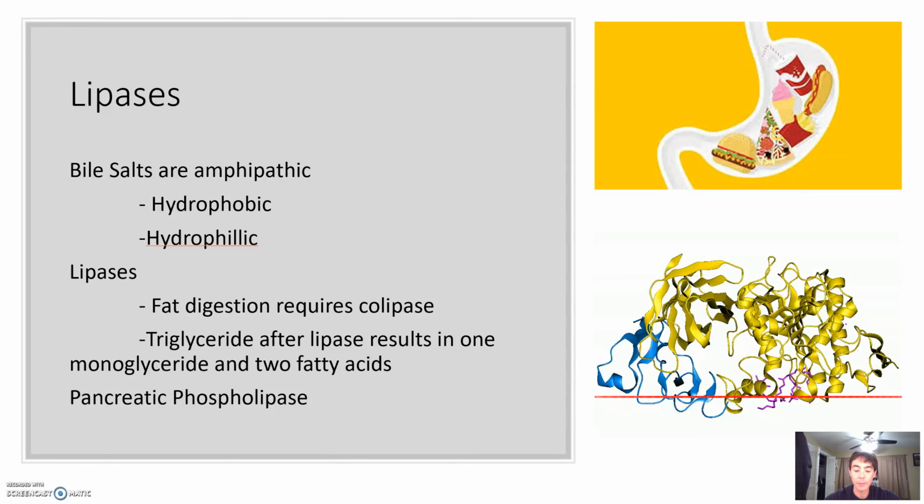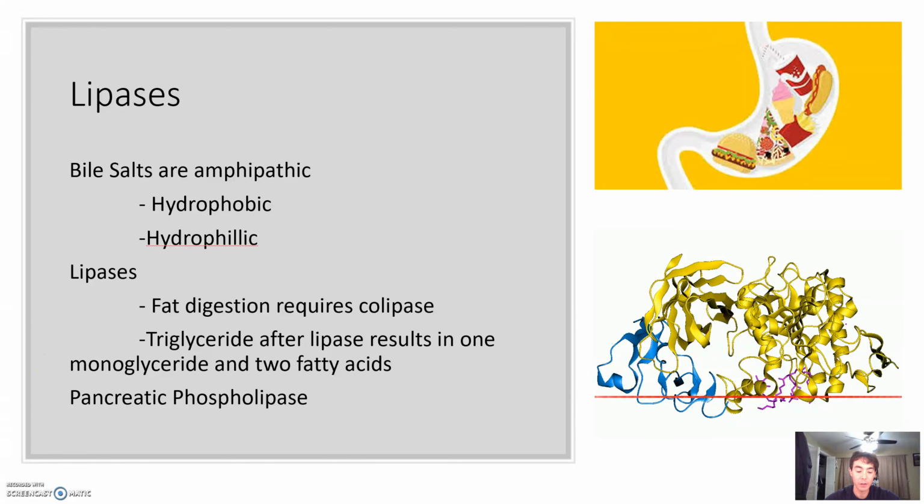Now, because lipase itself cannot dig into the bile salts, another cofactor called colipase is necessary. What colipase does is it moves some of the bile salts to the side, and this allows lipase to work on the fats inside the droplet. So the two working together is how lipase enzymes work.